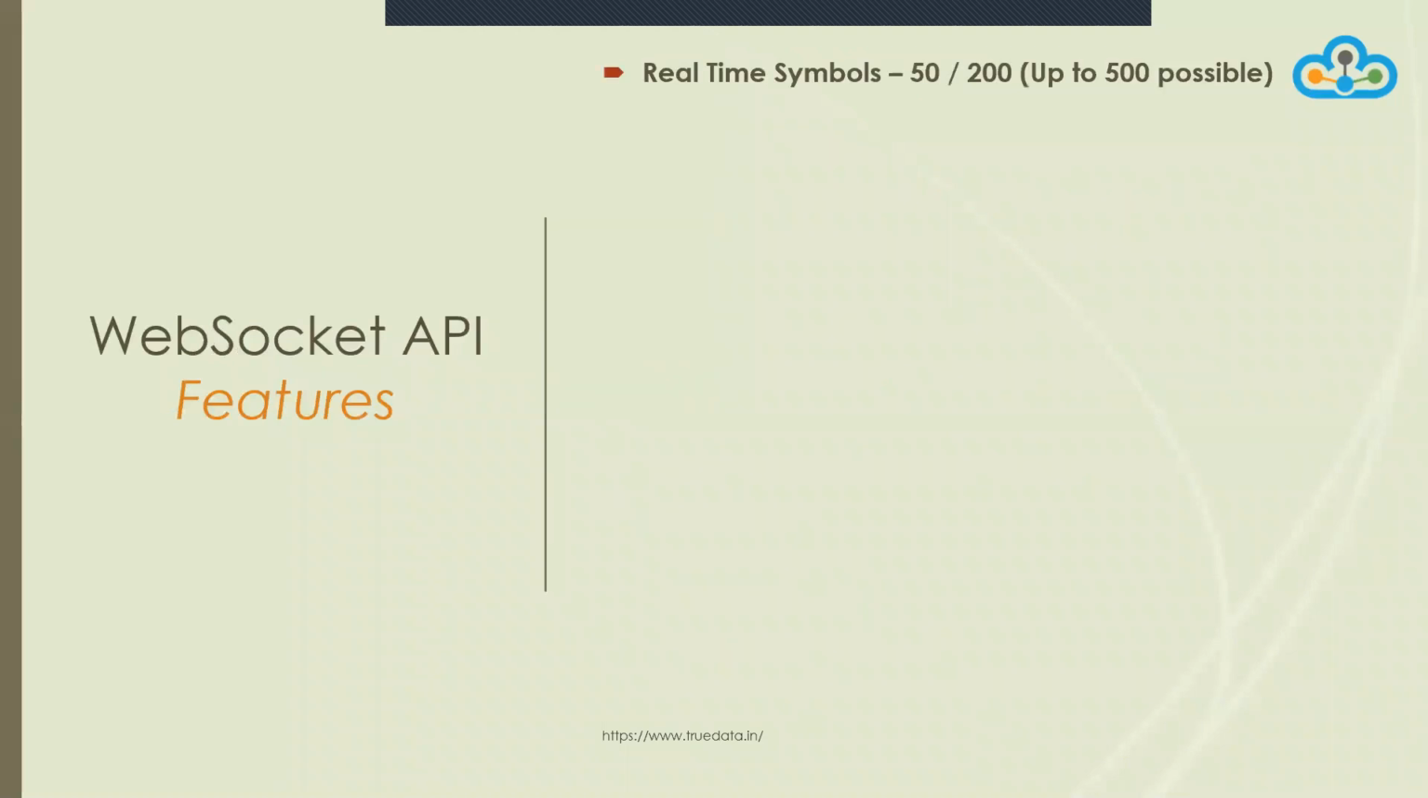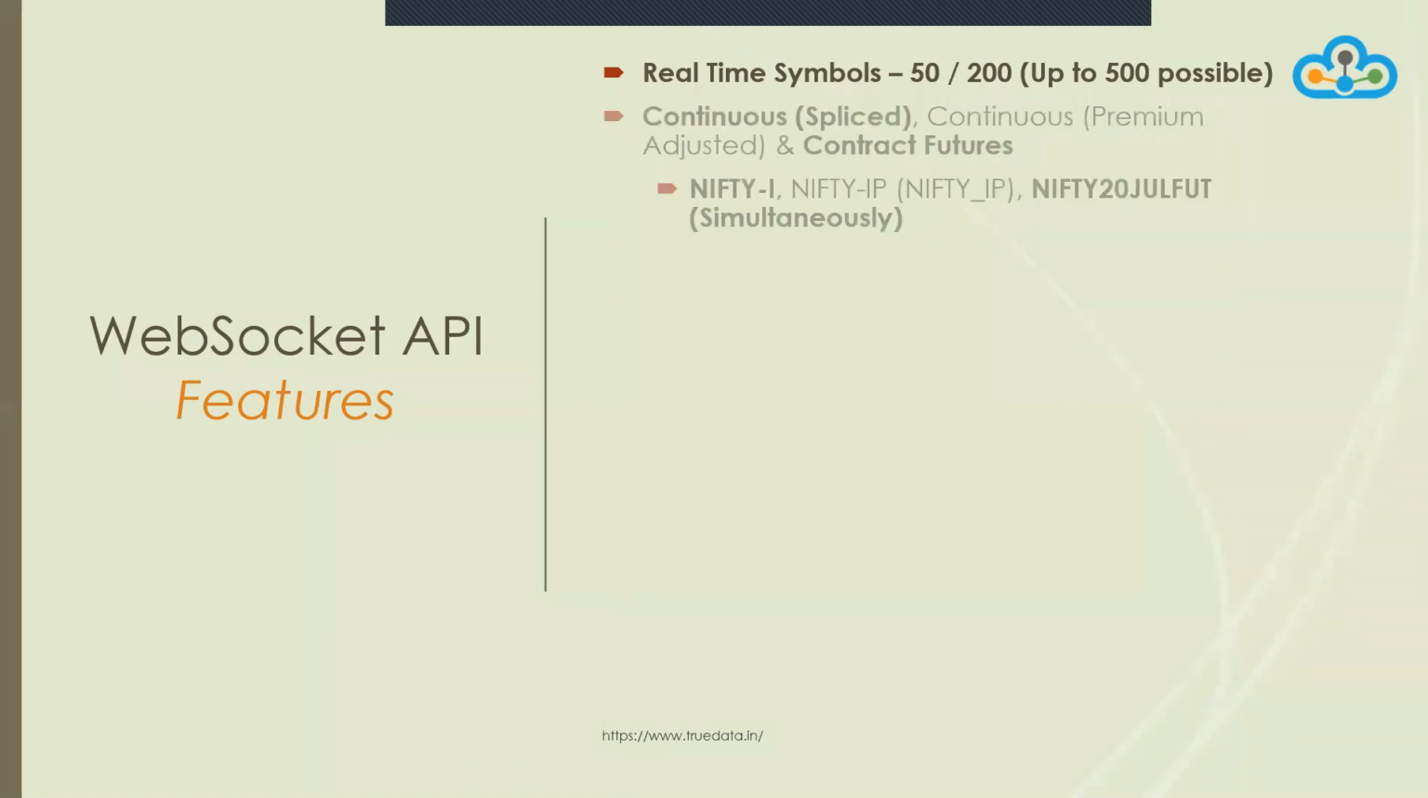Okay, with the WebSocket API, the features are currently in the trial, we are providing 50 symbols. And once you subscribe, you get about 200 symbols to work with. Up to 500 is possible now. For that, you will have to contact us to upgrade further from 200 to 500.